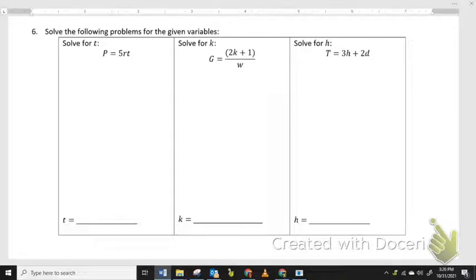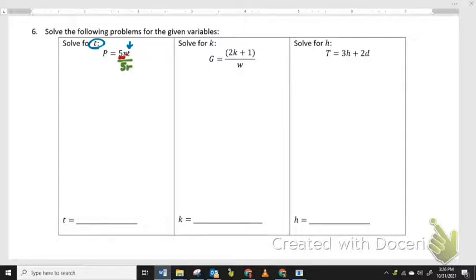Right, number 6. We want to solve for t. Right now, t is right here. T is being multiplied to 5r. I want to get the t all by itself, and what undoes multiplication? Division is what undoes multiplication. So I'm going to divide by 5r.